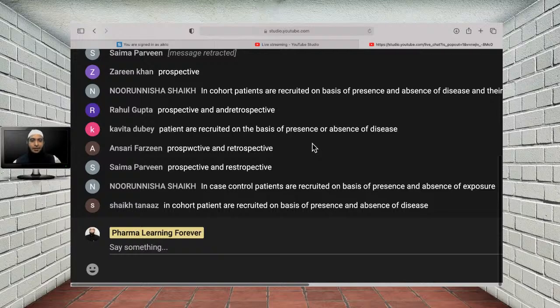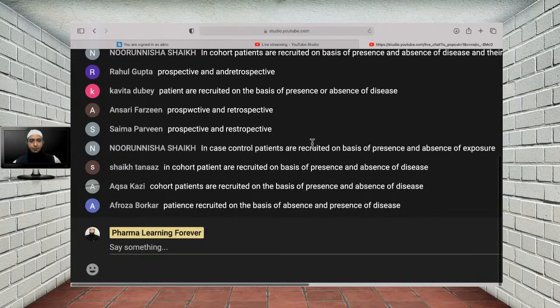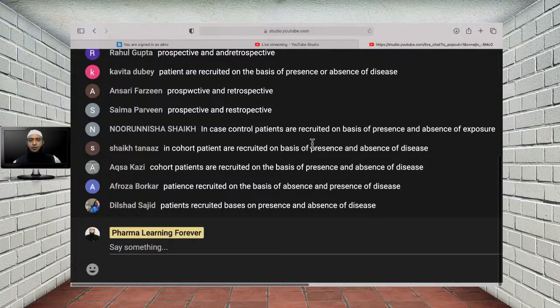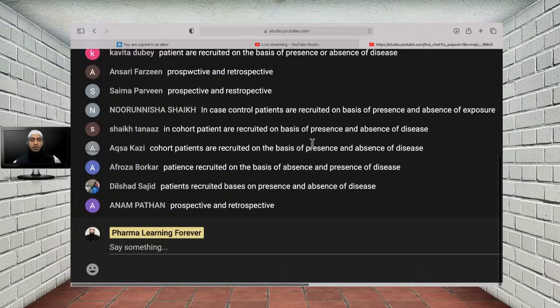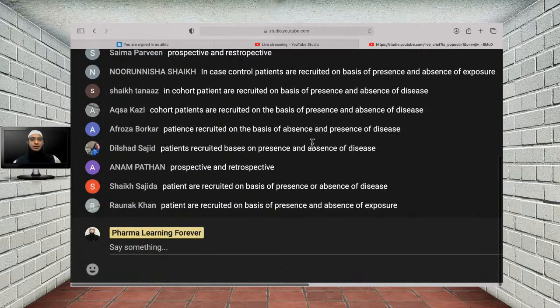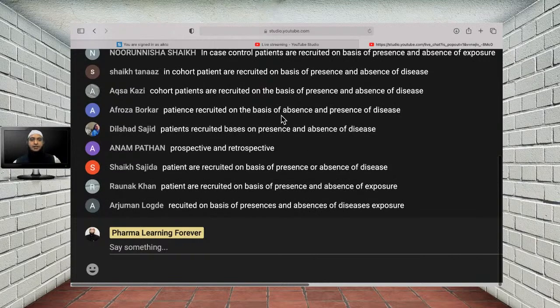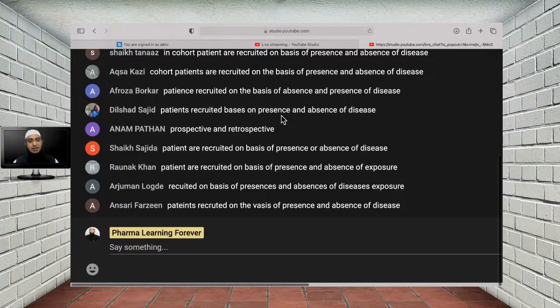Okay, whereas in case of cohort study, we are recruiting the patients especially on the basis of exposure or non-exposure. Okay, so Aksa has given the right answer. In a case control study you are recruiting the patients on the basis of the presence and absence of the disease, right?